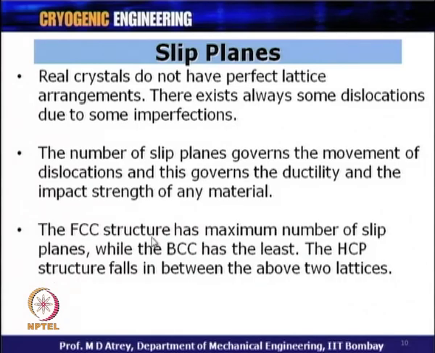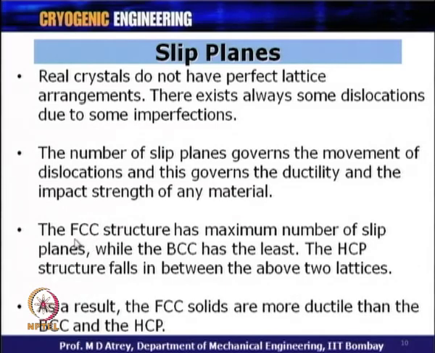What we found was that the FCC structure has the maximum number of slip planes, while the BCC structure has the least. The HCP structure falls in between the above two lattices. What does this mean? It means that FCC solids are more ductile as compared to BCC and HCP. So, we can call FCC the most ductile material, followed by HCP, followed by BCC, based on the available slip planes in which the dislocations can move.